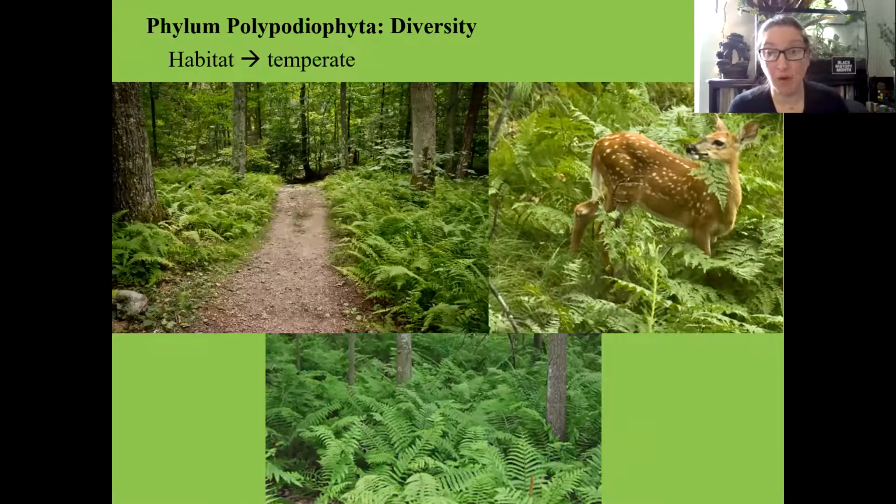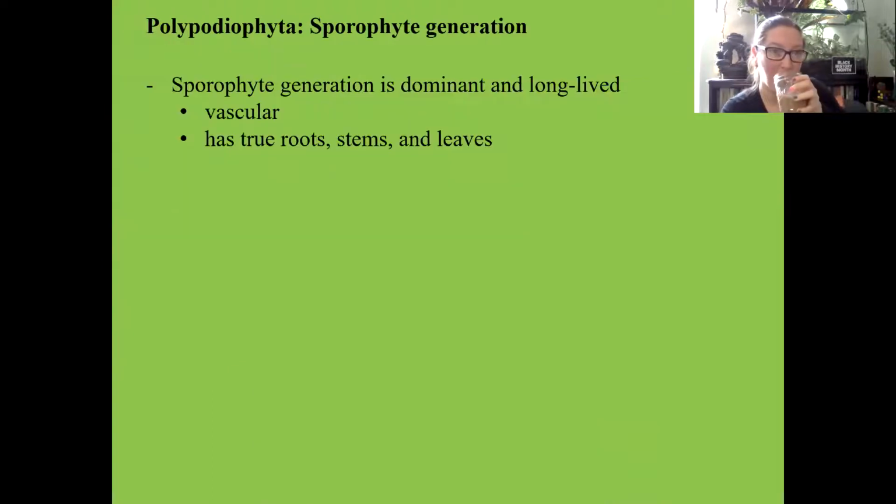And then of course in our region, both the New Jersey, New York region, and out where I am in Michigan, they grow in temperate habitats. So temperate forests, a very common understory plant, something that you see quite a bit. And look at this little cute deer actually eating some ferns right here.